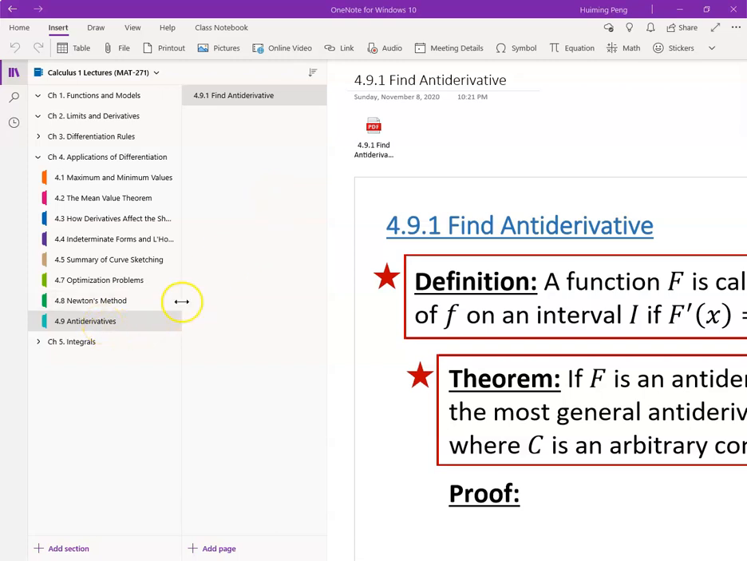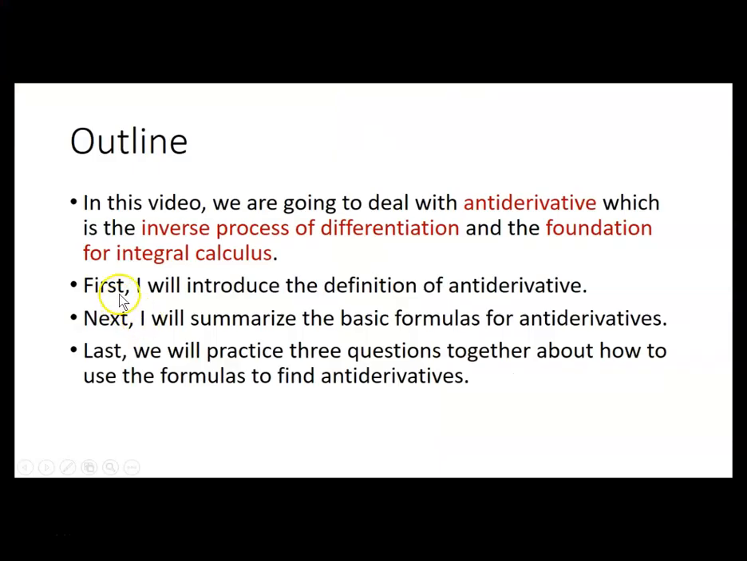In this video, we are going to deal with the antiderivative, which is the inverse process of differentiation and the foundation for integral calculus. Let's see the outline. First, I will introduce the definition of antiderivatives. Next, I will summarize the basic formulas for antiderivatives. Last, we will practice 3 questions together about how to use the formulas to find antiderivatives. Let's see the material.